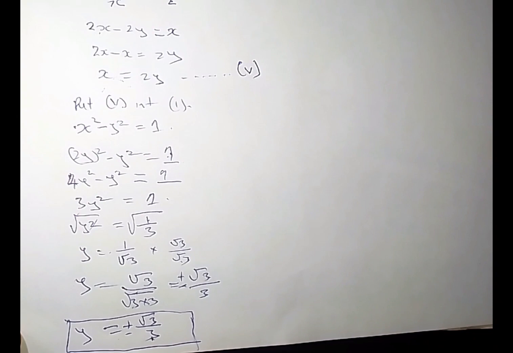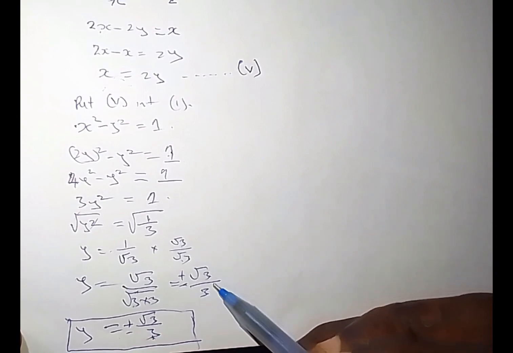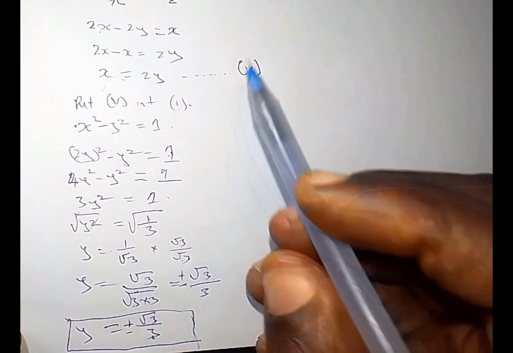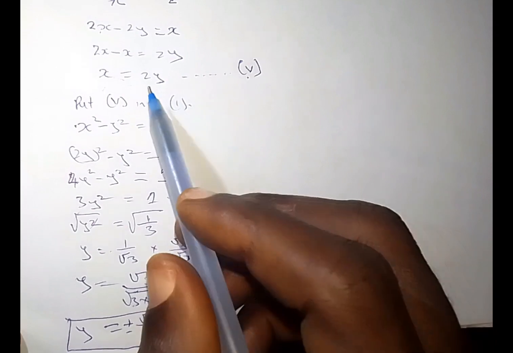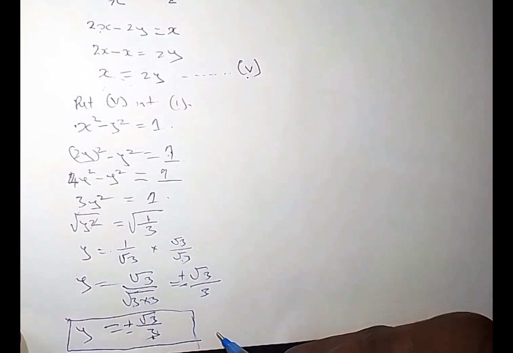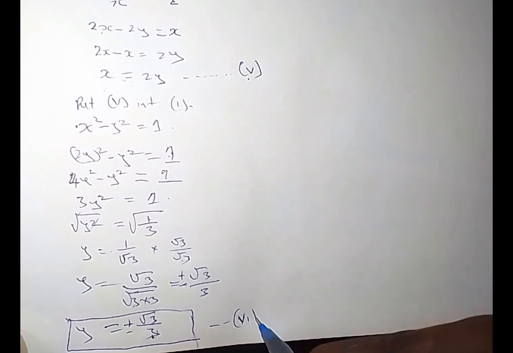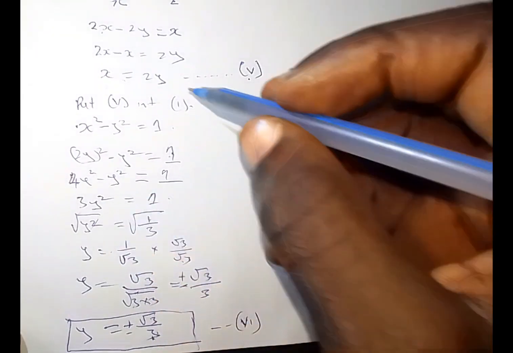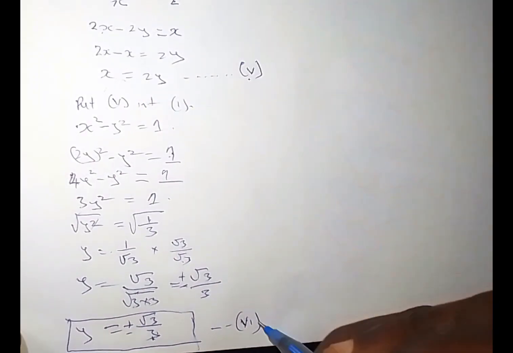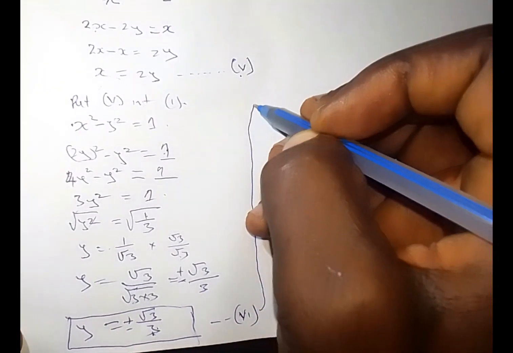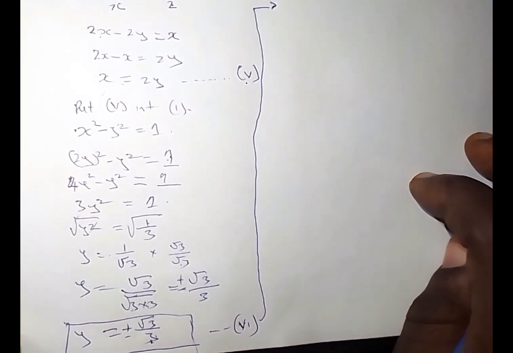So now from here we can proceed and find the value of x. The value of y is this, so I can just proceed and substitute the value. Let me name this one equation 6, Roman figure 6. So now let's proceed and find the value of this x. So let me go up like this.